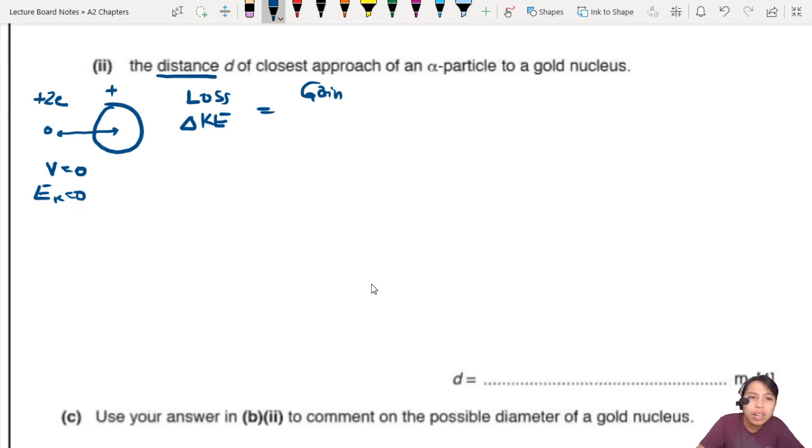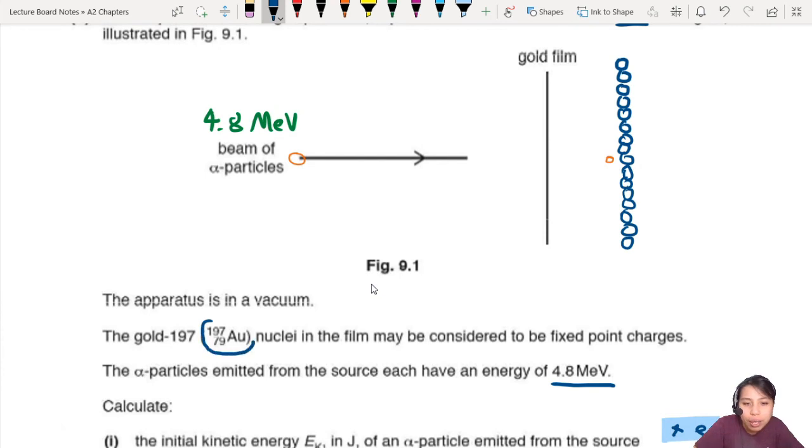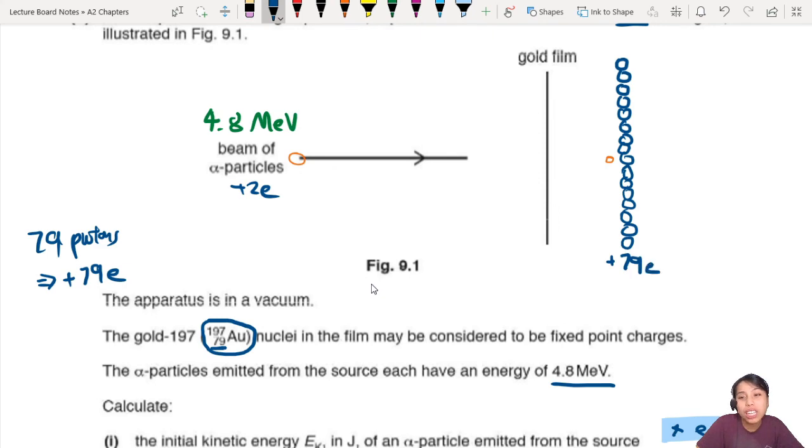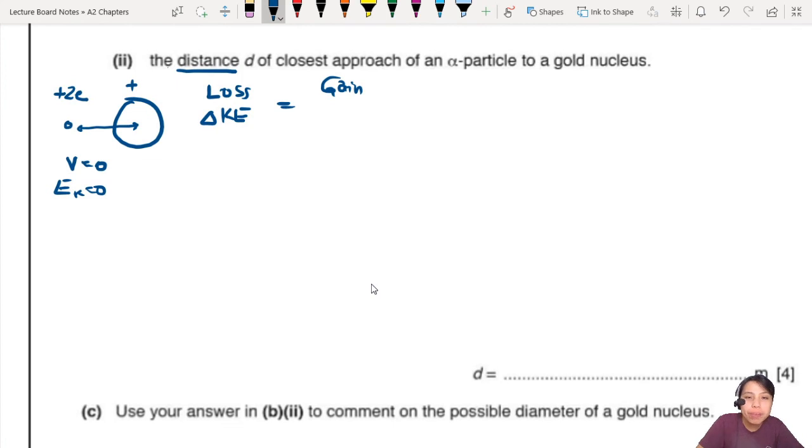Gold film is what charge? How do we know? Here, hint. When you see 79, that means it has 79 protons inside the nucleus, which means the charge is plus 79e. That's a very big positive charge compared to our tiny alpha particle. So one of these guys have 2e, and one of these guys over here have 79 big e's. Okay. So that will be a big gain in kind of electric potential energy. So EPE, I had to write there PE lah.